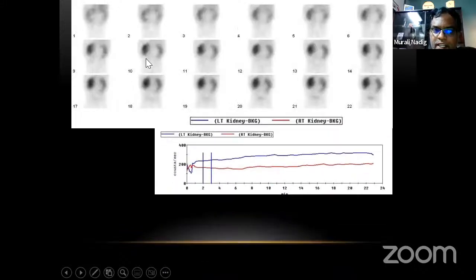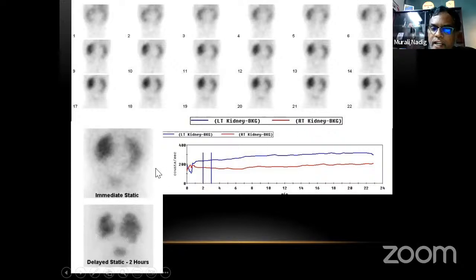So this is another case where you can see the background activity is increased. This is what I was highlighting. Normally you don't see this much background activity. So whenever you see this much background activity, it means both kidney function is impaired or insufficient. And here the bladder activity is also not seen up to almost 14 minutes. So there is significant obstructive component in bilateral PUJ.